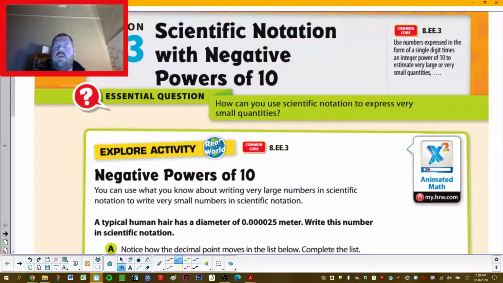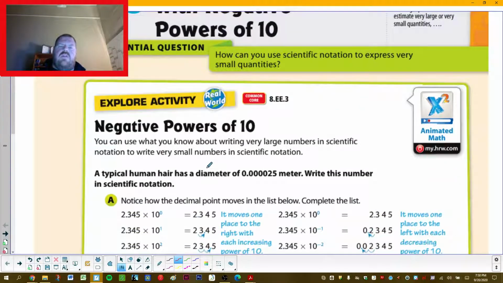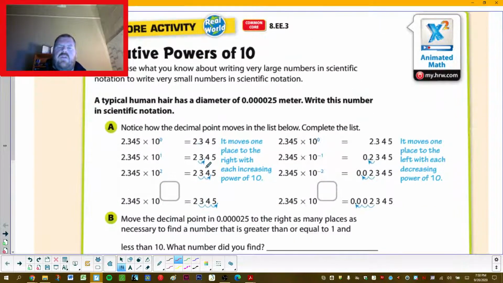So, anyways, today we're talking about scientific notation, and this is what we dealt with last time, but this time we have negative powers of 10. So let's take a look at what negative powers of 10 are doing in scientific notation. First, I just want to look at this example, and this is a great example to see how things work. The number that they have on this one is 2.345, and they're going to adjust it several different times with positive and negative exponents.